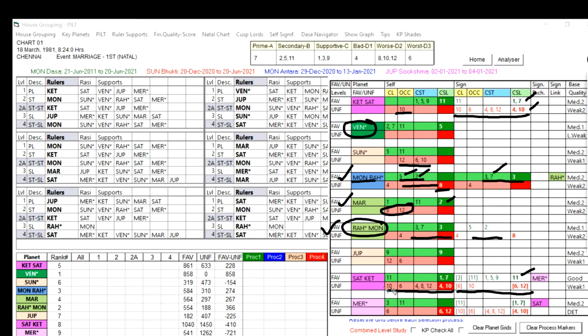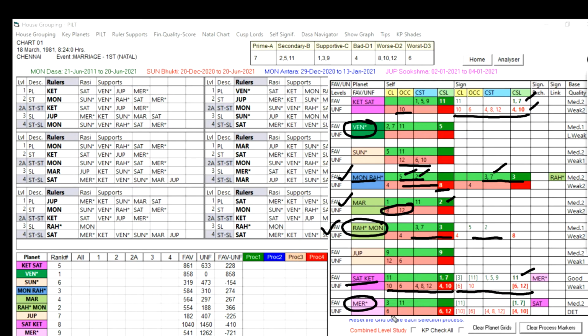I hope you understand, because 7th cuspal sublord is important in conducting the event, supporting for the event, but it has got unfavorable house grouping, so it is losing its strength. So its role cannot be expected directly as the star level or sub level. So we can say it is a mixed key planet.